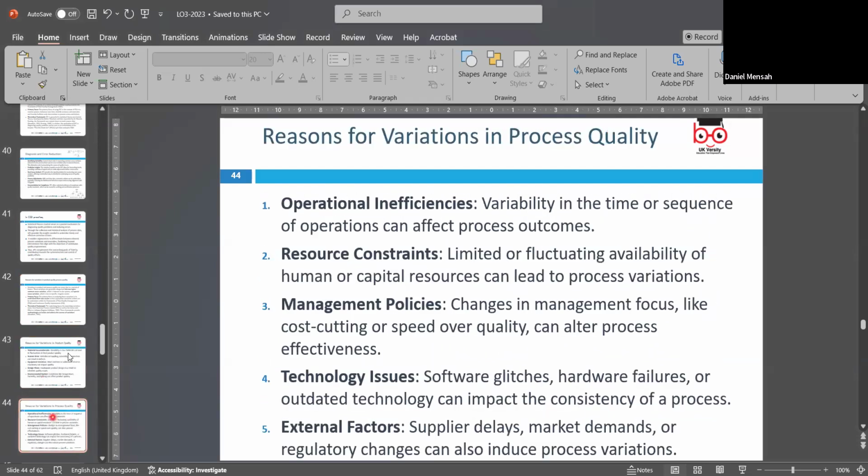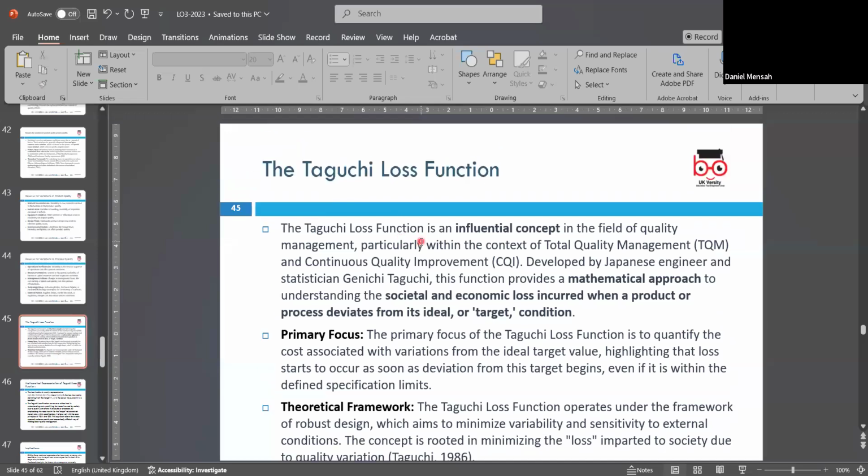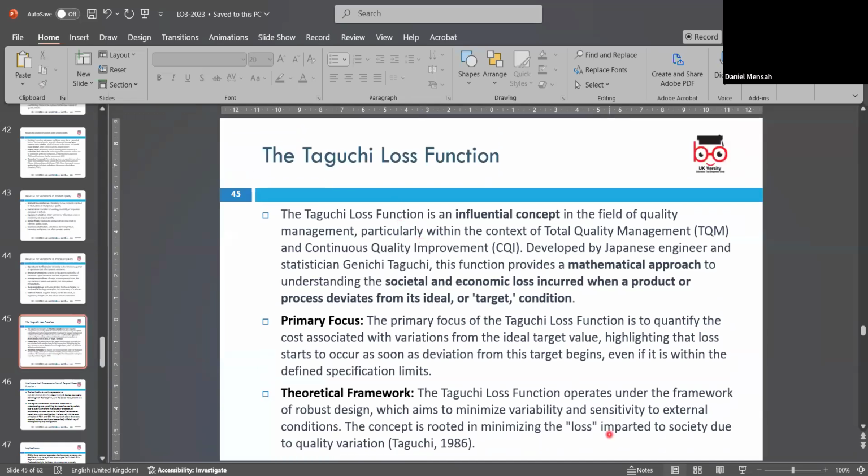There are implications. You can read these implications yourself. Now there is the Taguchi loss function. What is this function? It is basically a mathematical function. Basically, it calculates the societal and economic loss that arises when a product or process deviates from its target.